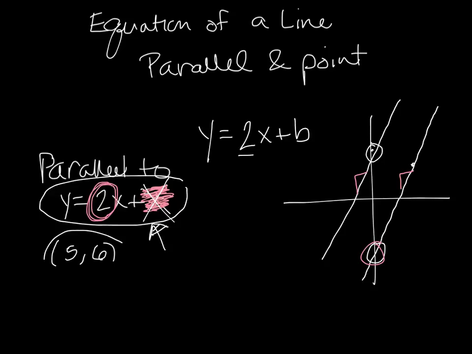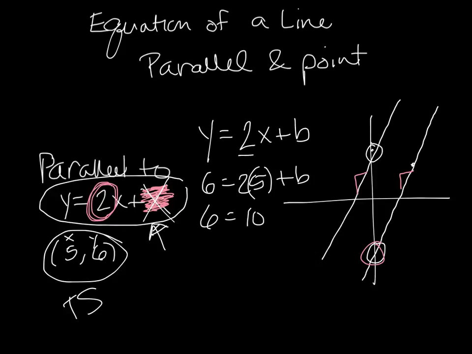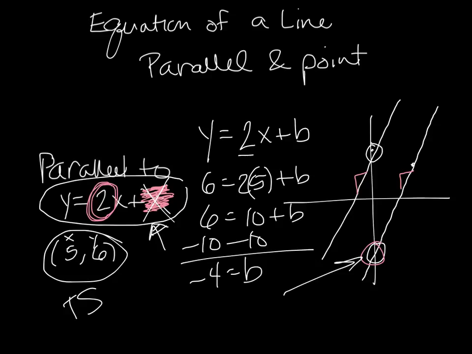But I still have my temporary solution. Remember talking about that in the last video. My temporary solution where 5 is in for x and 6 is in for y. So I plug those in. I do my math. Subtract the 10 on both sides, and I get negative 4 equals b, which is very believable that that could be negative 4. So my equation is going to be same slope, 2x.